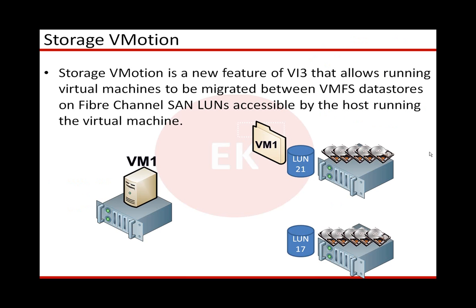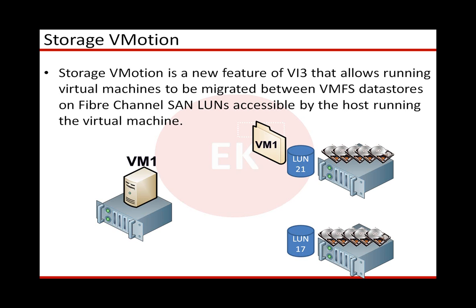So if we wanted to slap a definition on storage vMotion, we would say storage vMotion is a new feature of Virtual Infrastructure 3 that allows running virtual machines to be migrated between VMFS data stores on fiber channel SAN LUNs accessible by the host running the virtual machine. What that means is that in order for you to perform storage vMotion successfully, the host that's actually moving the files of the virtual machine needs to be able to see both the destination and the source LUN. So where you're copying it from and where you're copying it to needs to be visible from the host that's actually performing the storage vMotion.